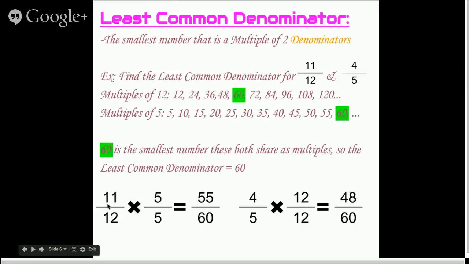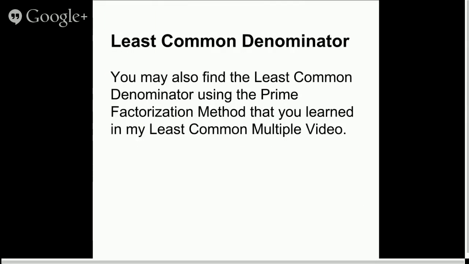All right, so you would do 11/12 times 5 over 5. This gives you 55 out of 60. So 11/12 is the same as 55 out of 60. 4/5 times 12 over 12 is equal to 48/60. So 4/5 is the same as 48/60. So it's basically finding the least common denominator.